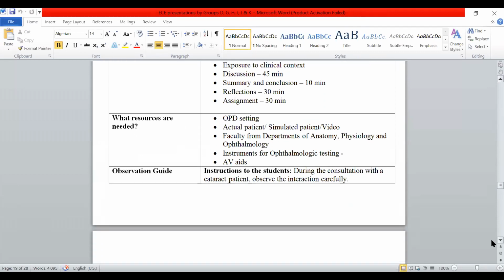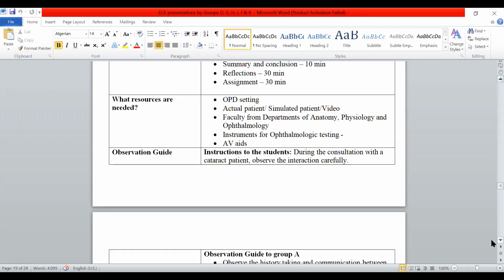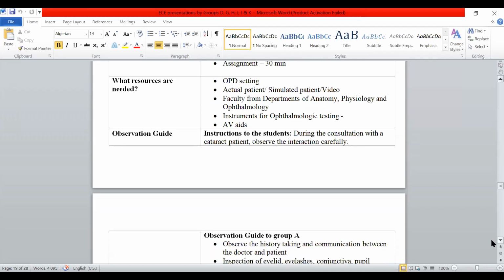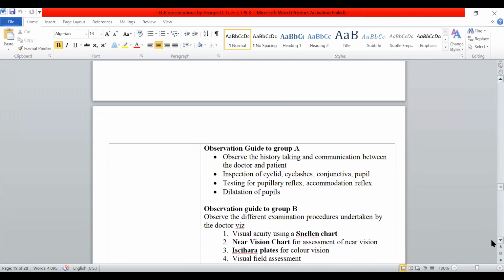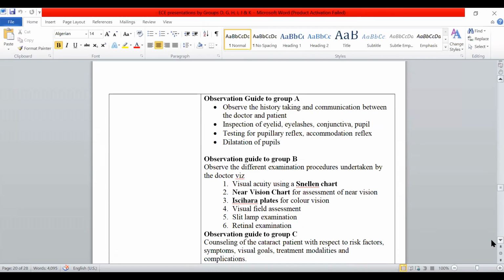The instruction to the students is: during the consultation with a cataract patient, observe the interaction between the doctor and the patient carefully. The observation guide provided to group A is to observe the history taking and communication between the doctor and patient, and then the inspection of the eyelid, eyelashes, conjunctiva, pupil, etc. Testing for pupillary reflex, accommodation reflex and dilatation of the pupils. All these tests are included in group A itself because we have numerous tests which will be in the observation guide of group B.